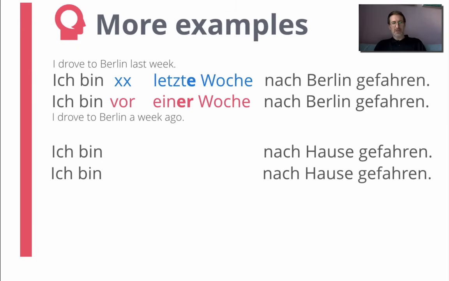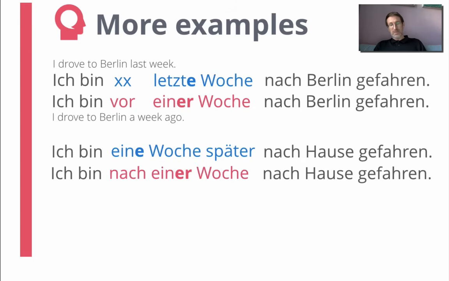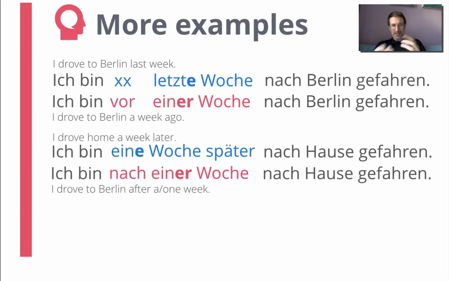Another example, ich bin nach Hause gefahren. I drove home a week later. With a preposition that could look like this. Ich bin nach einer Woche nach Hause gefahren. I went home after 1 week, or after a week. So again, you see there is a marginal difference here. And you might indeed have to make that difference, but hey, why not? Ich bin eine Woche später nach Hause gefahren. Everyone would understand that and it even sounds good.